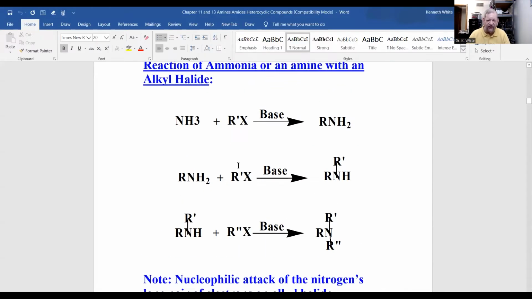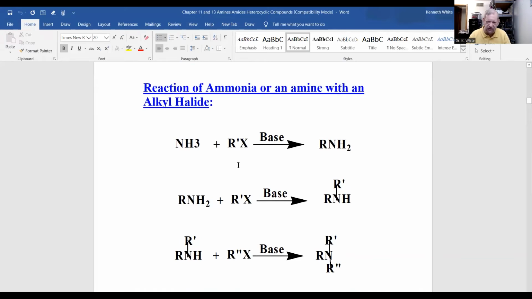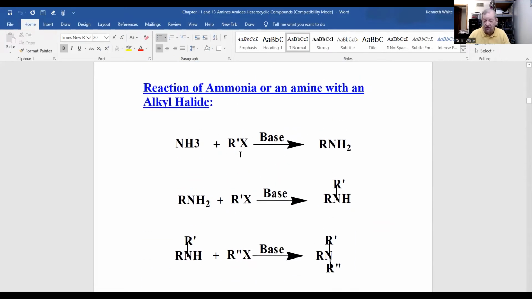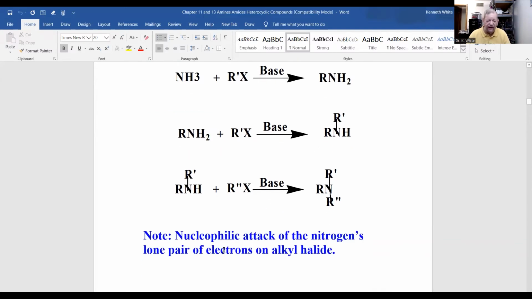Yesterday I started talking about how you make amines. This is called alkylation, because this is an alkyl group and you're putting an R group on. And I showed you how to make a primary amine with RX and ammonia.